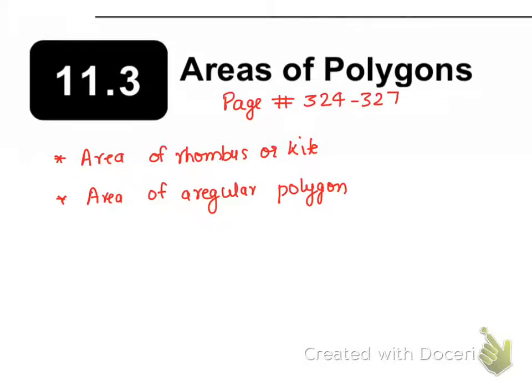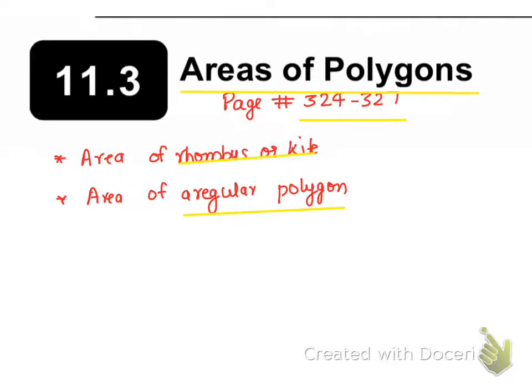Hello geometry students, today we are going to learn section 11.3, areas of polygons, different formulas. This is on pages 324 to 327. In this section basically we're going to learn about areas of rhombus or kite and regular polygons.